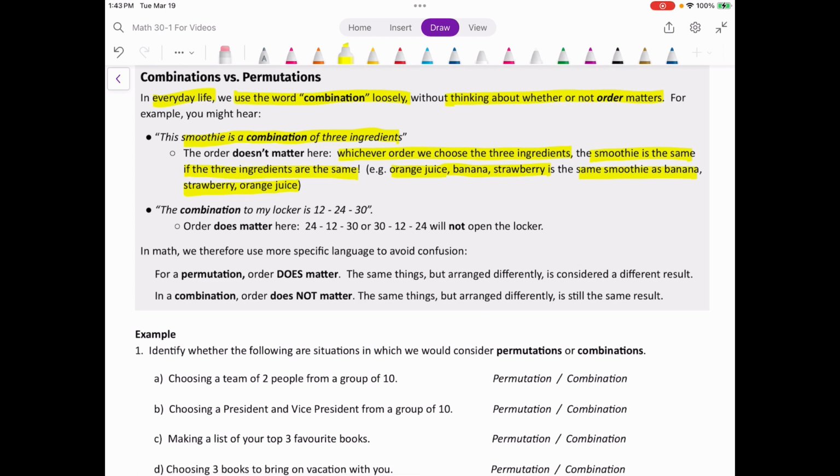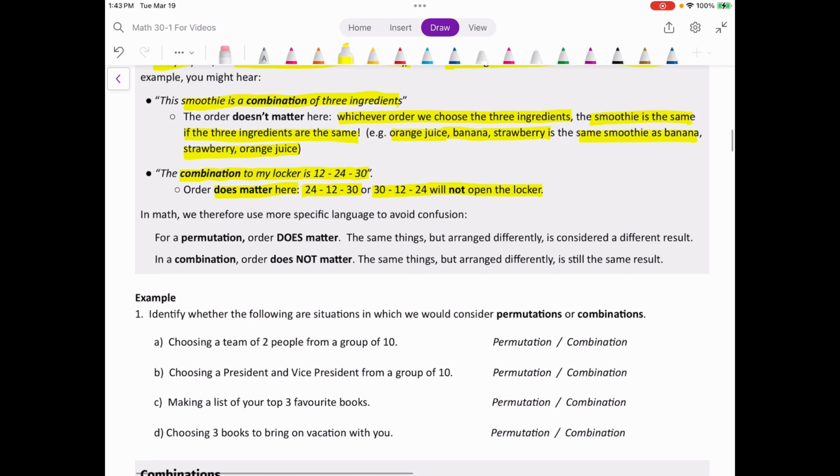But another way you might hear it in your day-to-day is something like, the combination to my locker is 12, 24, 30. Now, order does matter here, right? Because 24, 12, 30 or 30, 12, 24, even though those are the same 3 numbers, they're in a different order, and so they will not open up the locker. The same 3 numbers in a different order is actually a different outcome. It's a different code, a different combination. So it actually means it's not a combination at all. This would be an example where we would need to think about permutations.